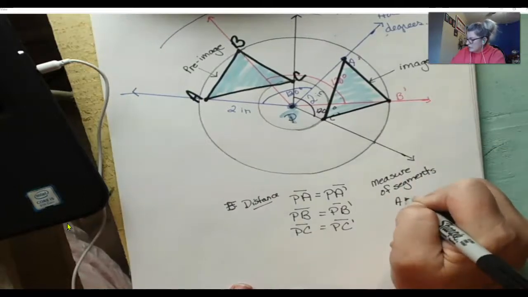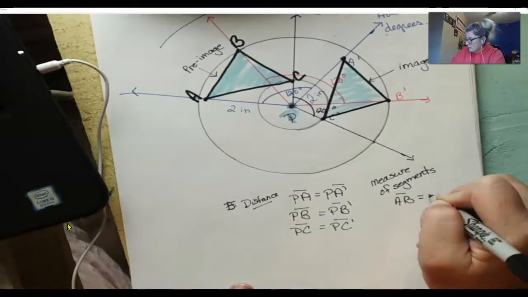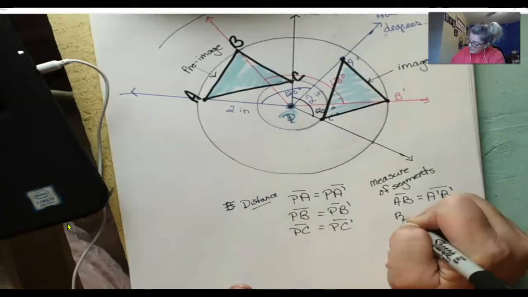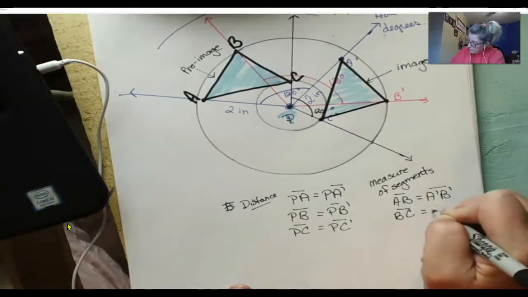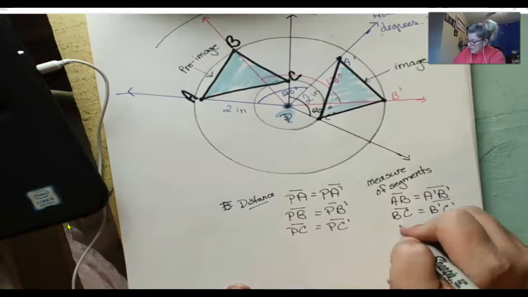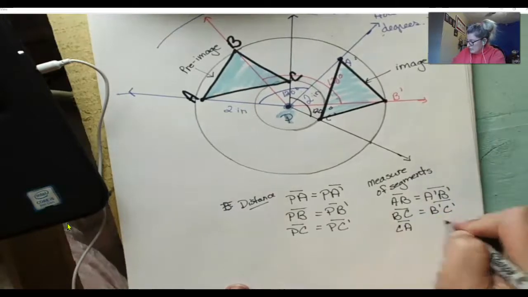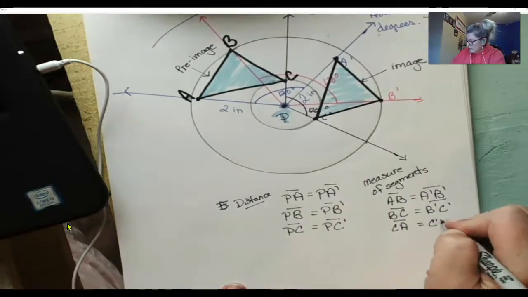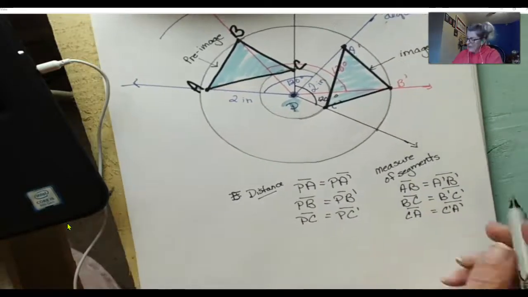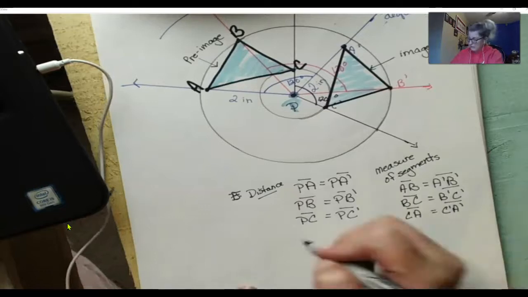So A to B should match up to A prime, B prime. B to C is going to match up to B prime, C prime. Their measurements should be the same. And C to A should match up to C prime, A prime. So those measurements should be the same. And then your angle measurement should be the same.